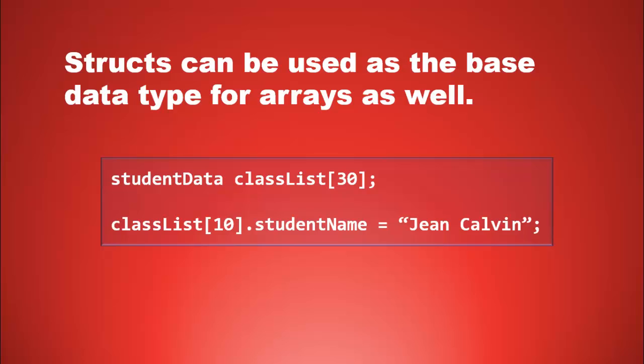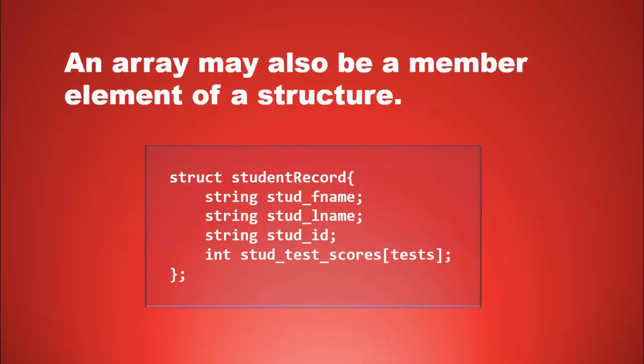And if we want to address them, we still use the member access operator, the dot operator. As you see in the second line there, we pass the name of the array, the subscript, and then put the dot operator right after the subscript, give it the member element that we want to access, and do whatever it is we need to do on that data element.